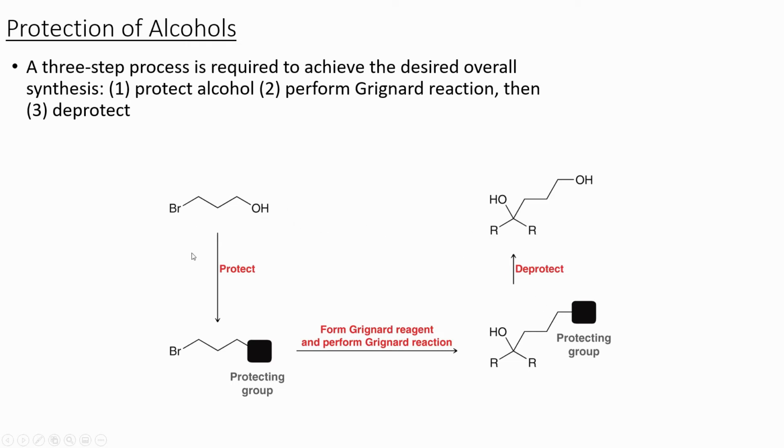So this is a three-step process. The first step, we protect the alcohol. We do a reaction that converts the alcohol to something else. Then we do our Grignard reaction. And then we remove the protecting group, and that liberates the original alcohol.